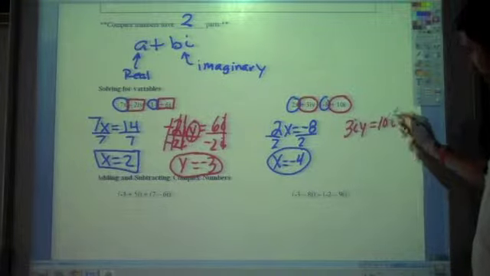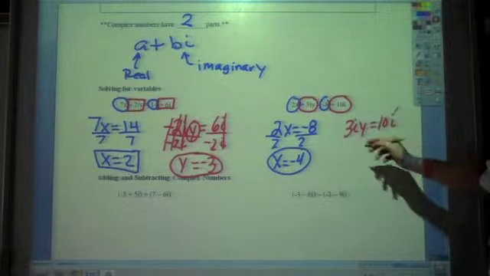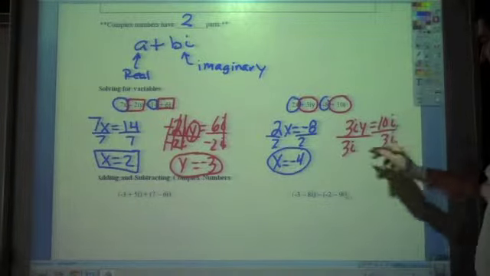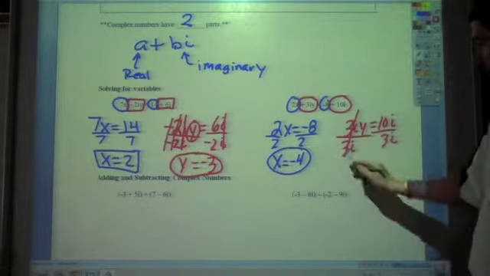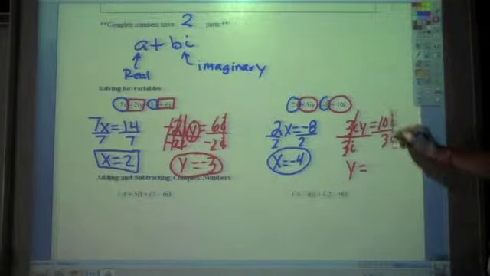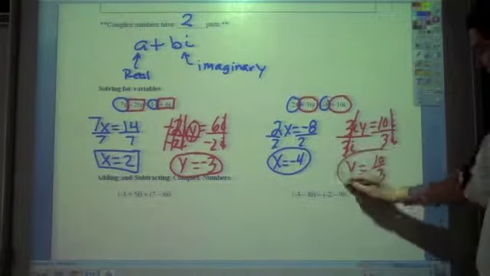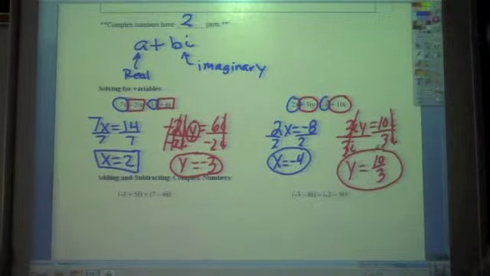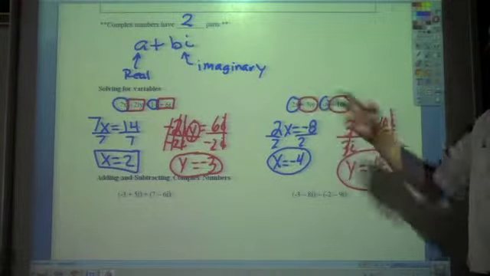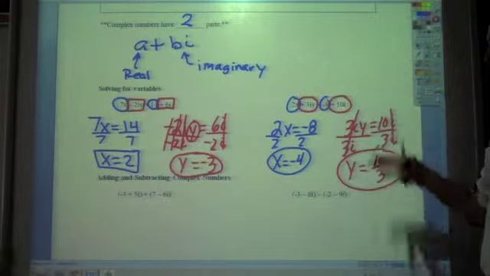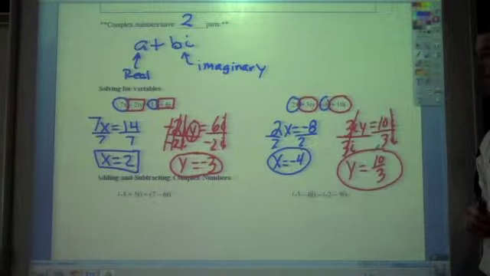So 3iy equals 10i. We need to get y by itself, so we have to divide by 3i. The 3 and i cancel, leaving me with y. And over here, the i's cancel, but I have 10 over 3, which we're going to leave as a fraction. x equals negative 4, y equals 10 over 3. Since there are two variables, you should have two answers, an x and a y. You should have no i's left over in your answer because the i's should cancel when you do your division.